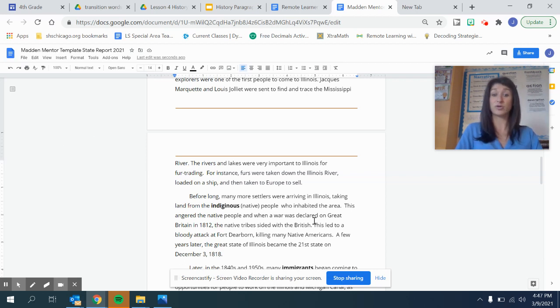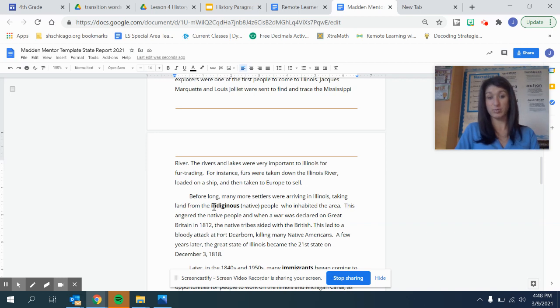Before long, many more settlers were arriving in Illinois, taking land from the indigenous or native people who inhabited the area. This angered the native people, and when a war was declared on Great Britain in 1812, the native tribes sided with the British. This led to a bloody attack at Fort Dearborn, killing many Native Americans. A few years later, the great state of Illinois became the 21st state on December 3rd, 1818.